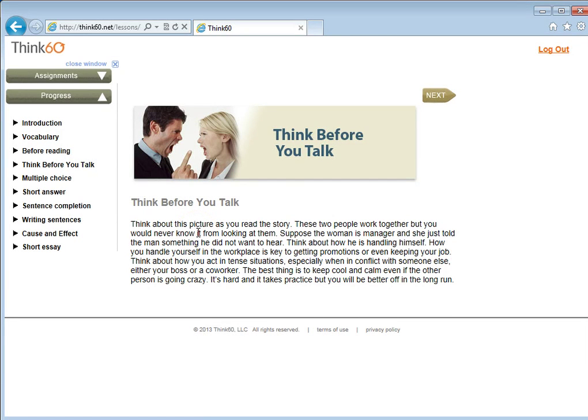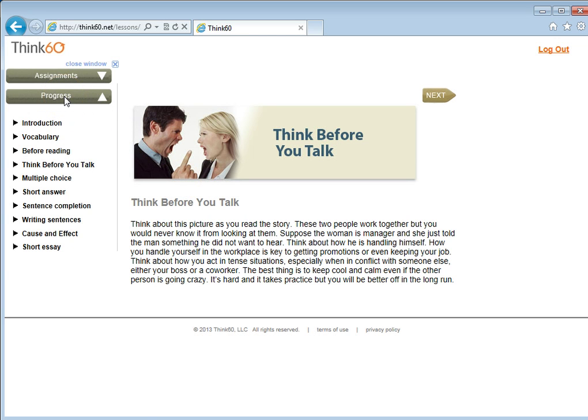Think60 lessons are structured to build reading comprehension, critical thinking, and vocabulary skills. The instructional design is based on proven research in teaching adults to read. Every Think60 lesson opens with an introduction that includes a picture and a brief paragraph that sets the stage for what the student's about to read.